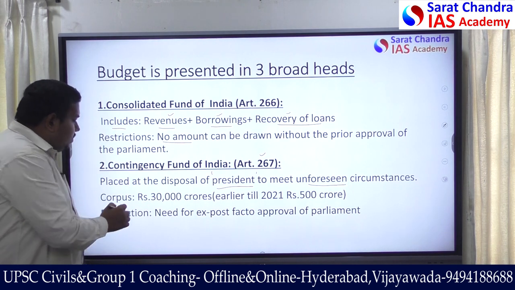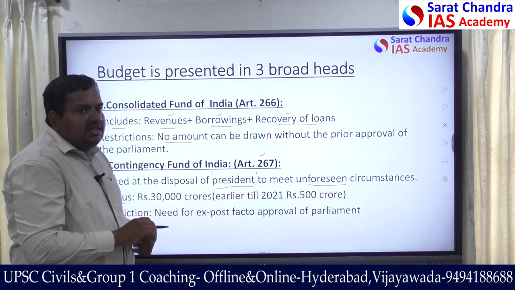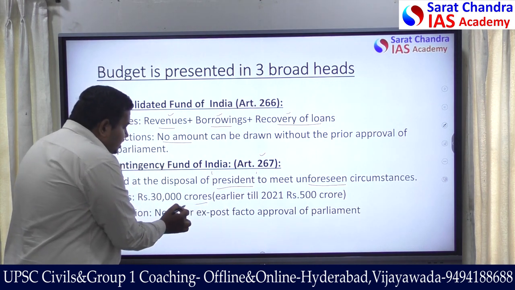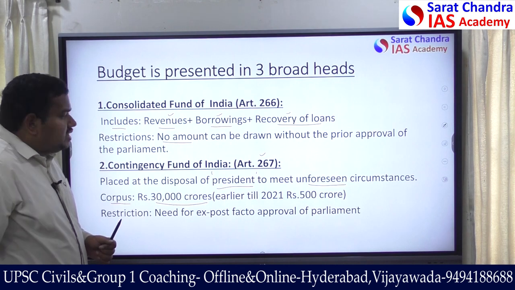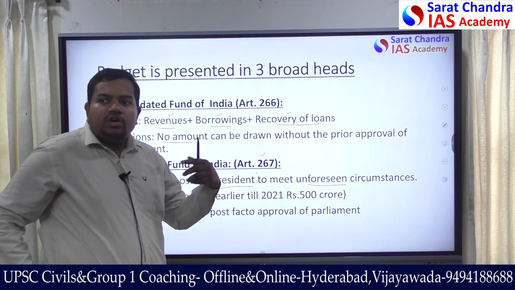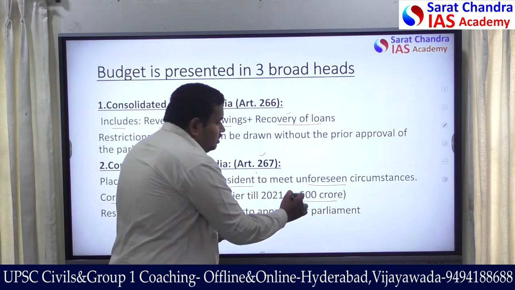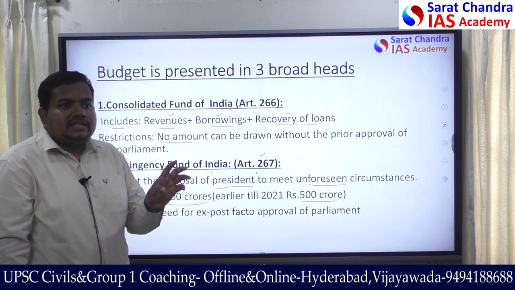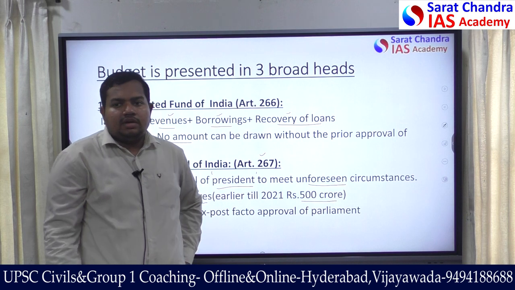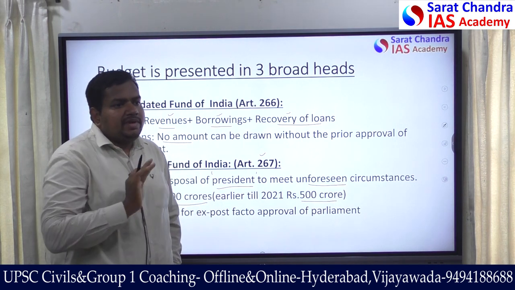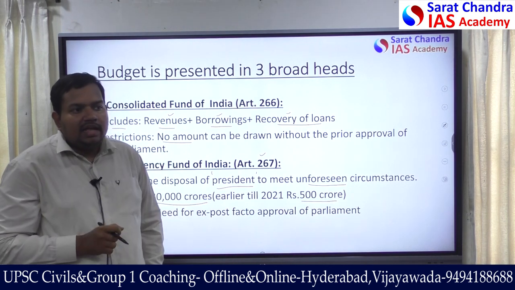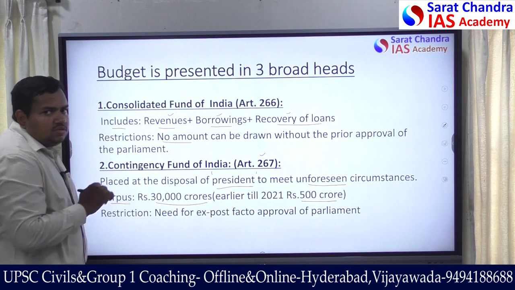And what is the corpus? That means, in the Contingency Fund of India, what is the amount that is present? How much is it currently? 30,000 crores. But this 30,000 crores is only from 2021. Earlier, before 2021, the limit was only 500 crore. So in some of the books that you might be referring, there may be 500 crore. Like Lakshmikanth, if you have an old edition, it will be mentioned as 500 crore. But currently, from 2021, that is from the last financial year, it was increased to 30,000 crores.